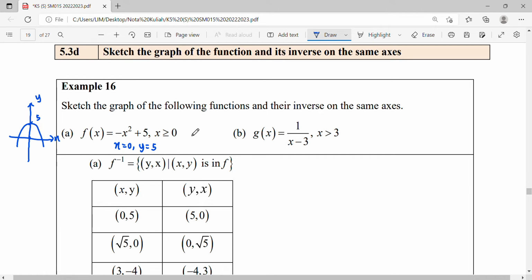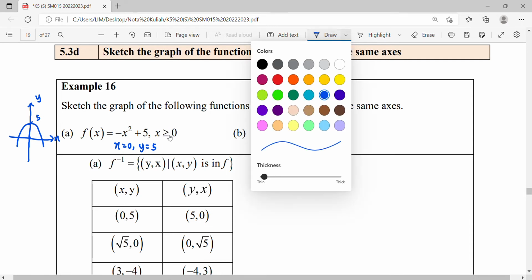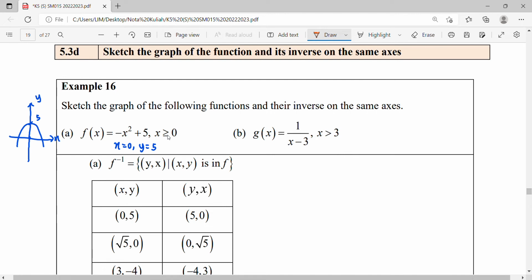But you'll notice that the condition from the question is asking for x greater than or equal to 0 only. So x greater than or equal to 0 means only this part, because only this part can become one to one. When we remove this other part, then this graph can be one to one, so it can be inversed.